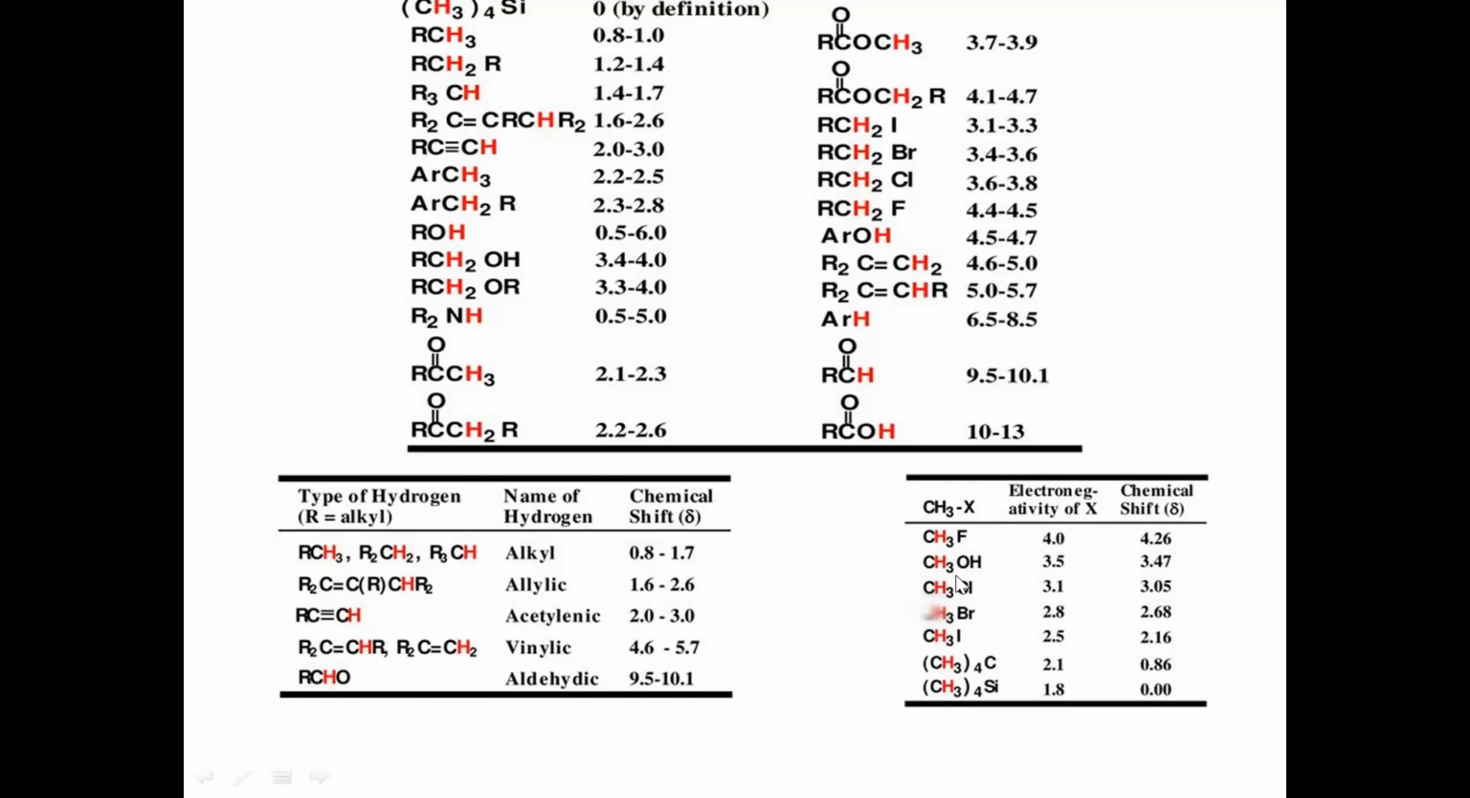Okay, so CH3OH appeared at 3.5. The chemical shift actually appears at 3.47, but due to the electronegativity of X, it will appear downfield as compared to the normal range. The most important is tetramethylsilane, which appeared at 0.00. Okay, so TMS peaks appeared at 0.00.